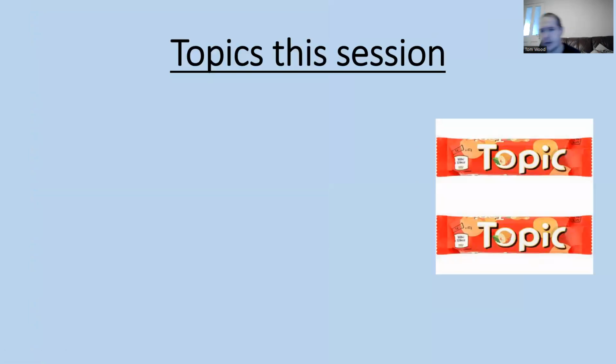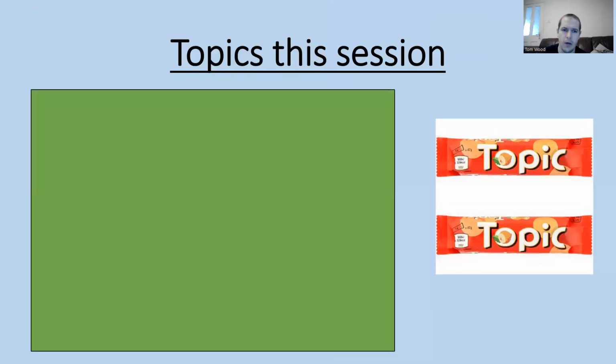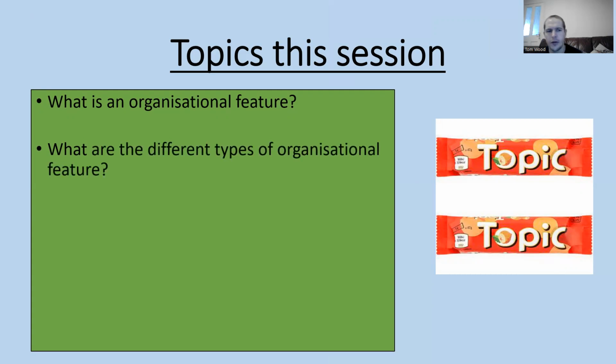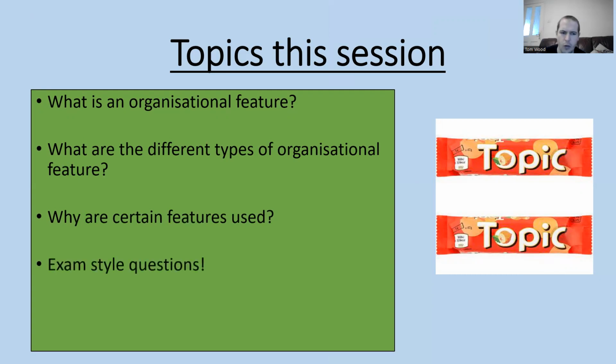Okay, brilliant. So that is going to be it for this session. So what we have looked at is what organizational features are, and we've looked at the different types of them. So we've looked at a pretty extensive list at the beginning. We've then gone through and explained a little bit about all of these, why certain ones of them are used, why they are useful. And we've also looked at what these look like in the exam.